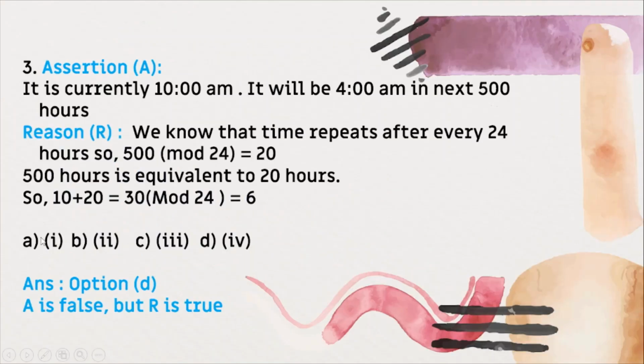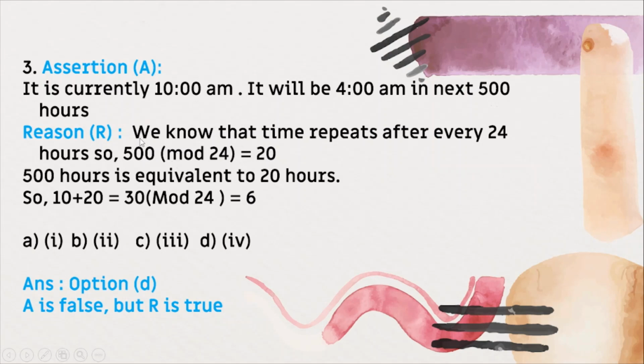Then third question. It is an application-oriented question. It is currently 10 a.m. It will be 4 a.m. in the next 500 hours. So we have to work it out and find whether it is true. We know that the time repeats after 24 hours. So 500 mod 24 equal to 20. 500 hours is equal to 20 hours. So 10 plus 20 equal to 30 mod 24 equal to 6.